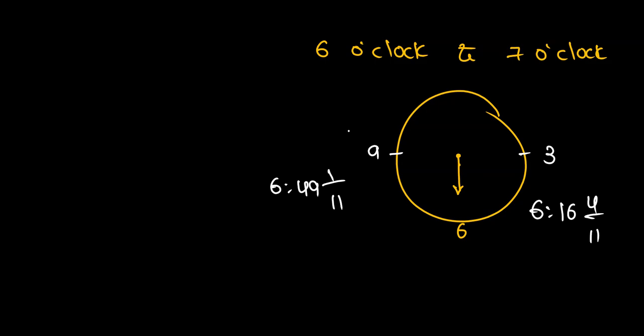Question completed. Why, sir? Now, the minute hand should be at 12. It should reach 3, which means 15 minutes. 15 by 11, that is 16 4 by 11. Now, if it is at 9 also, it will create a right angle. The minute hand is at 12. It should reach 9, which means 45 minutes. 45 by 11, which is 41 by 11.